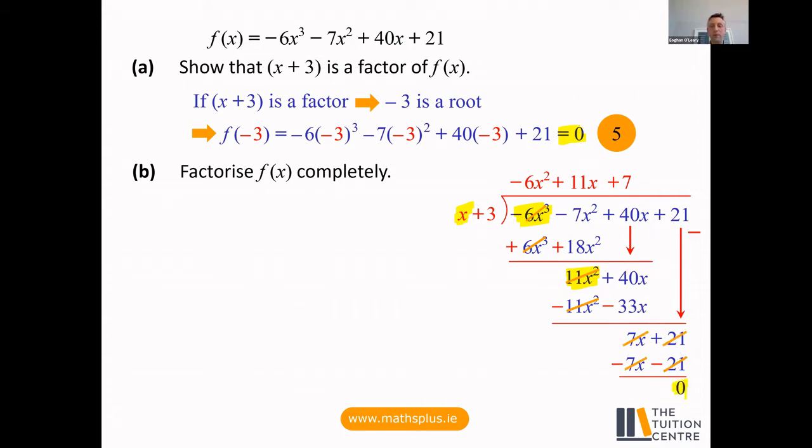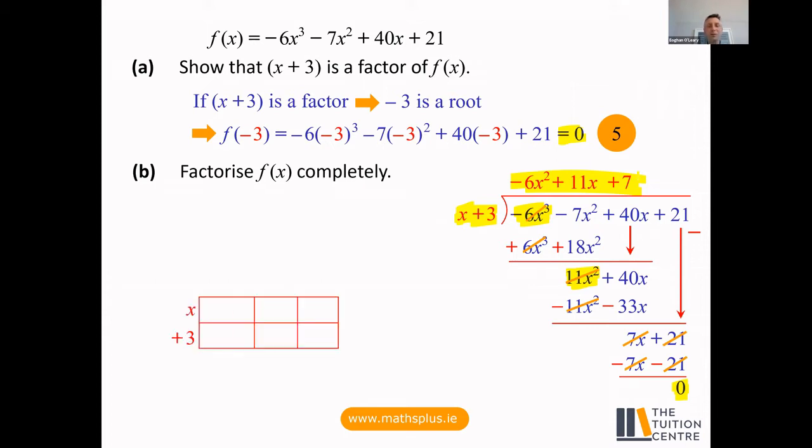So I'm very happy because I've divided in correctly. I know that by the fact I have my remainder of 0, again showing that x plus 3 is a factor. But also, we know that what's on top here, the quadratic minus 6x squared plus 11x plus 7, is also a factor of the cubic. And together, when I multiply those together, they would in fact give me back the original cubic.